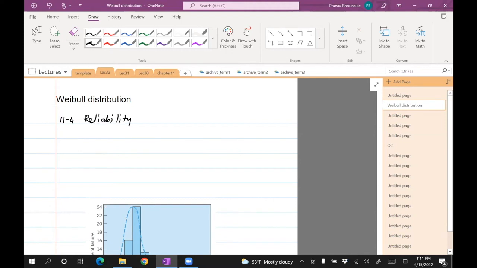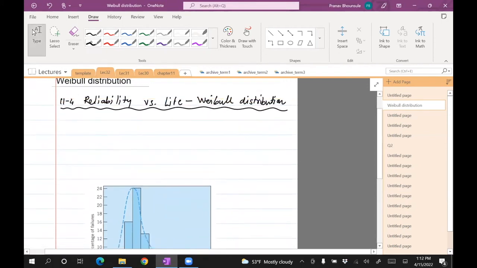Reliability versus life. Full distribution. Okay, so what is variable distribution?